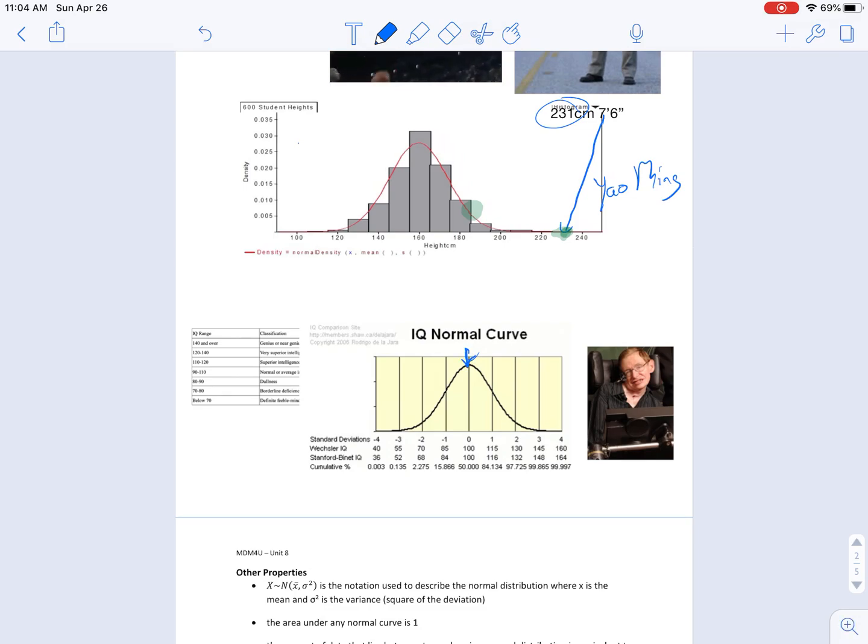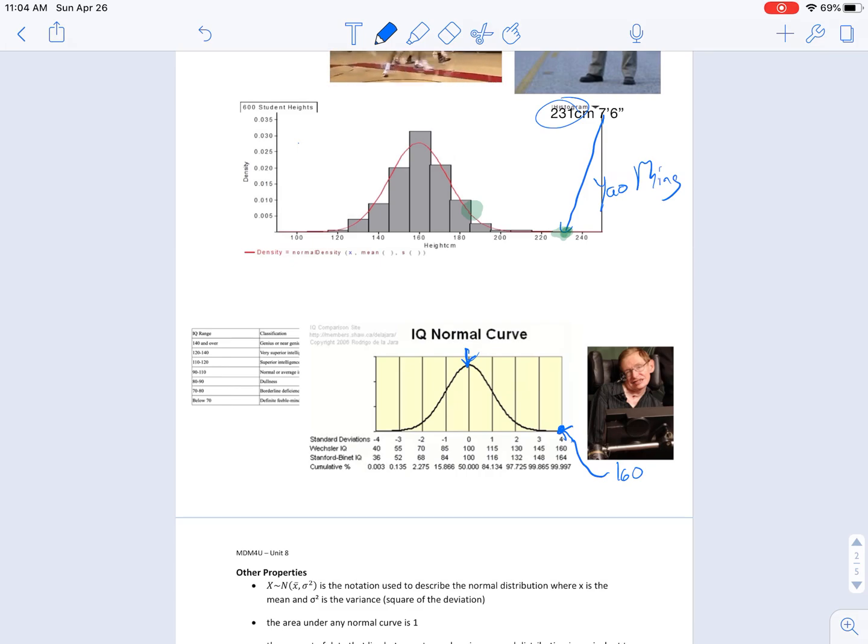Other things like the IQ. So again, here's my mean in the IQ. The average IQ is about 100. And Stephen Hawking has an IQ, or had an IQ, I should say, of 160. And that puts him at 4 standard deviations above the mean.